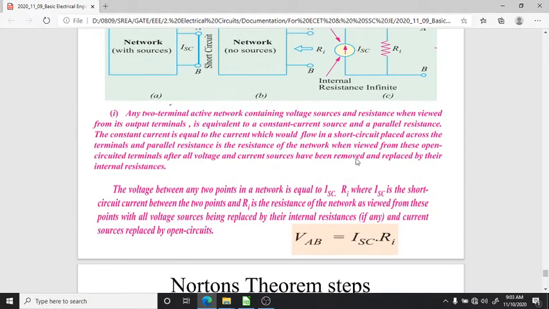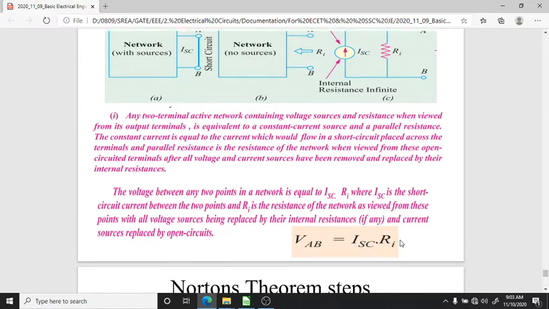So like this, you have to find the Norton's current source and Norton's resistance. For Norton's current source, the voltage across terminals VAB is equal to ISC into RI.